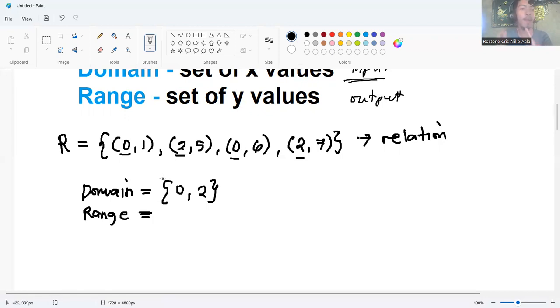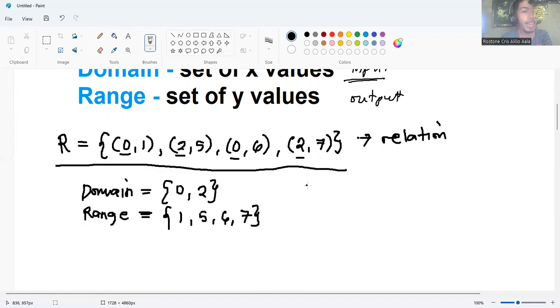So, ibig sabihin, yung mga pangalawang element sa ating ordered pair, yun naman yung tinatawag natin na range. So, paano natin siya ililista? We have the set of 1, 5, 6, and 7. Okay. Ngayon, ang sabi kasi sa function, matatawag lang daw natin na function ng isang relation kapag walang magkakatulad na first element or domain. So according to this example, this is an example of a not function. Bakit hindi siya function? Because kung mapapansin nyo, yung first element ay may katulad.